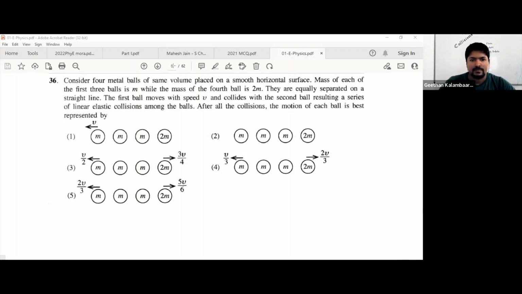So this one will go with a speed v and will collide with the second one. Now what is going to happen? We just learned that when that happens, this one will stop and this one will now move with the velocity v, and it is going to collide with the third one. Again this one will stop and this one will move with the same velocity v. Now this is going to collide with this one.